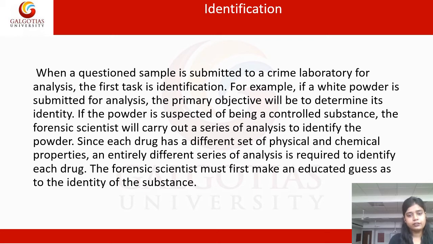If the powder is suspected of being a controlled substance, the forensic scientist will carry out a series of analyses to identify the powder. Since each drug has different sets of physical and chemical properties, an entirely different series of analysis is required to identify each drug. The forensic scientist must first make an educated guess as to identify a substance.